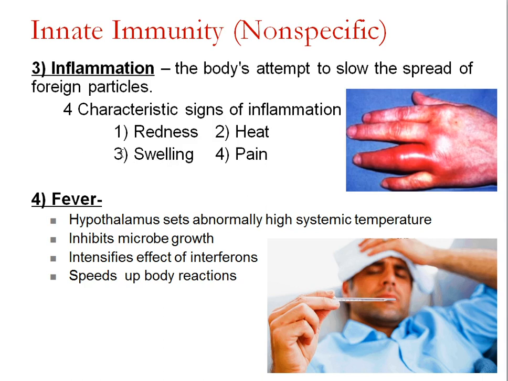Our third category is inflammation. This is the body's attempt to slow the spread of foreign particles. So inflammation is a natural, normal process. It's your body trying to take control of things, get a situation under control. 4 characteristic signs of inflammation: redness, swelling, heat, and pain. Lastly is a fever. The hypothalamus sets an abnormally high systemic temperature. This helps inhibit microbe growth. It intensifies the effects of interferons, and it speeds up the body's reaction. Everything moves faster at a higher temp, the body's reactions included.